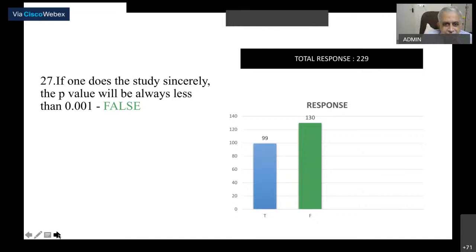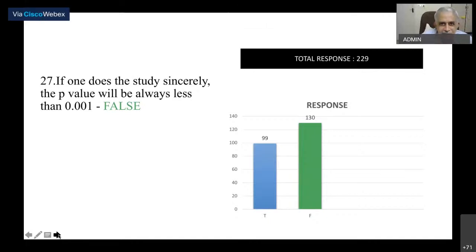So it has nothing to do with your sincerity alone. Sincerity is important. You have to do the test correctly. But more important is the actual difference. Suppose there is a difference, definitely, if you do it properly, you will pick it up. 99 people have got it wrong, very, very bad. So we should improve. Next.